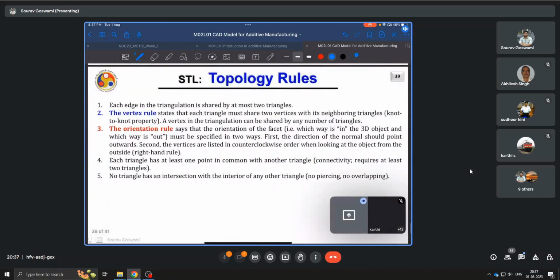Now, some important topology rules which Professor Kapil went over in his lecture. Each triangle must share two vertices with its neighboring triangle, and one vertex can be shared by as many. So at least two, and no ceiling on how many.